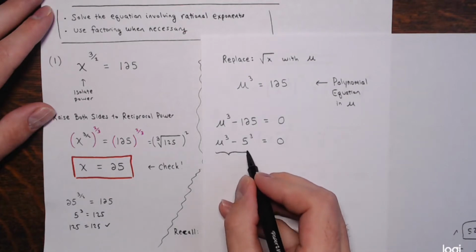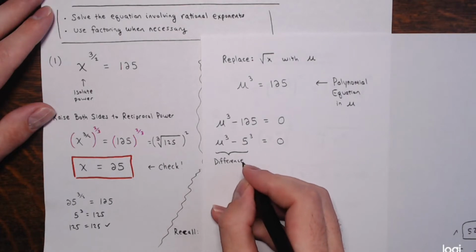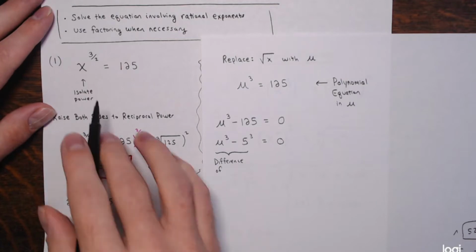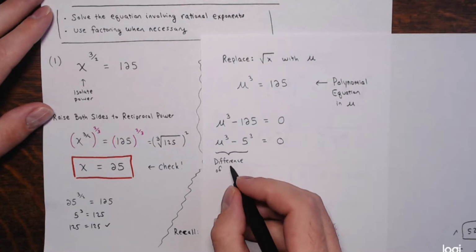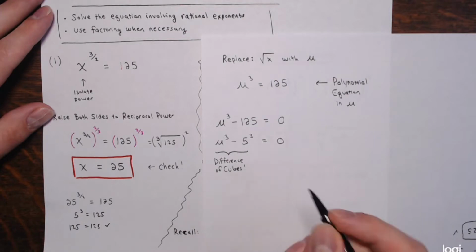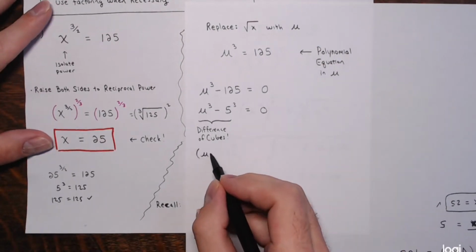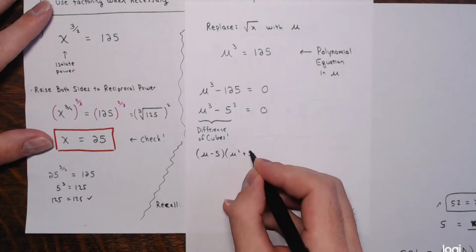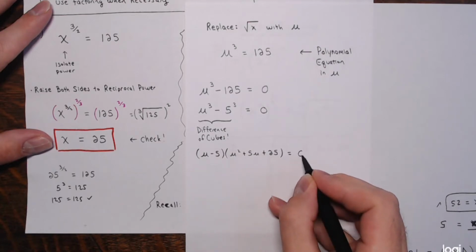And this is factorable. Alright, this is a difference of cubes over here. So when they said, factor when necessary, I mean, the factoring isn't necessary here. We saw how to solve it without factoring. I'm just saying there are alternate ways to look at things. But this is a difference of cubes, right? So I should be able to factor this. So we'd have u minus 5 times u squared plus 5u plus 25, right? This is how this would factor, equals 0.